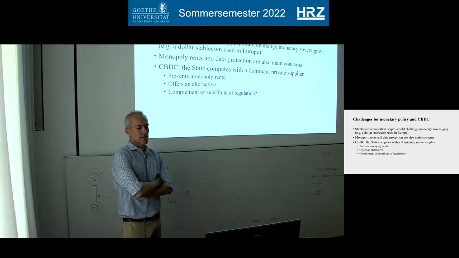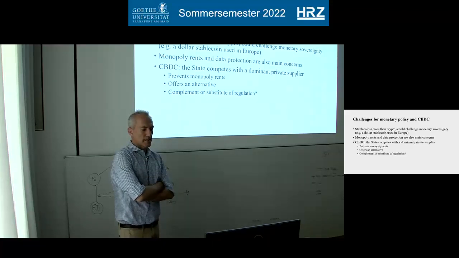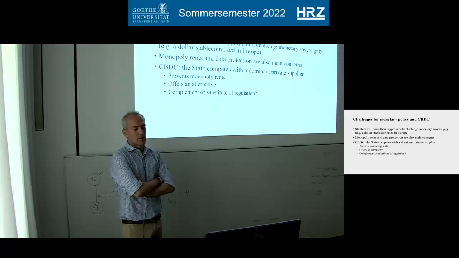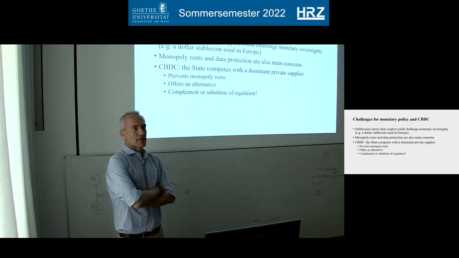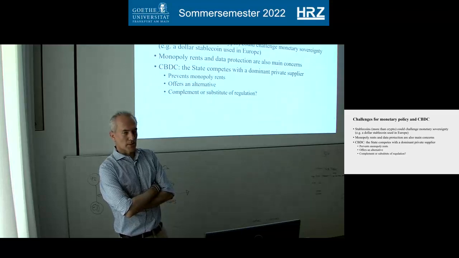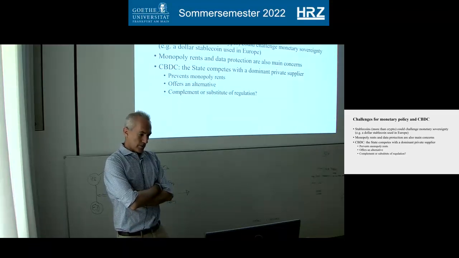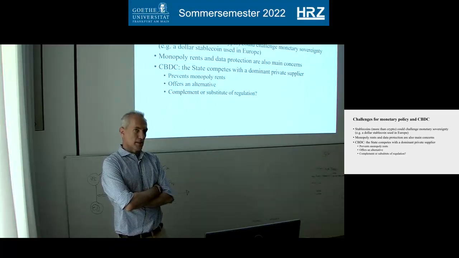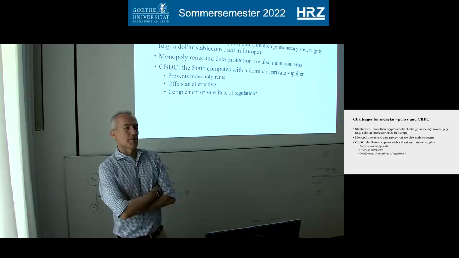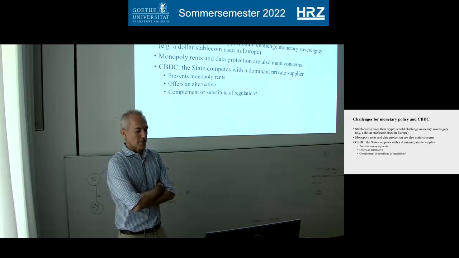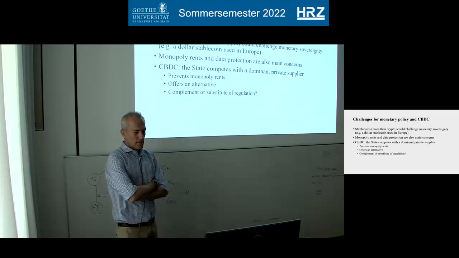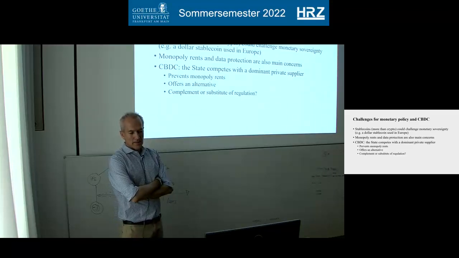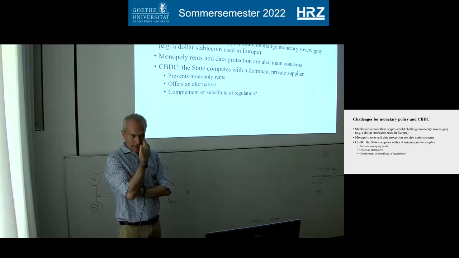Suppose, for example, a dollar-denominated stablecoin, a dollar-pegged stablecoin, is used in Europe. This means that essentially the US dollar will be used in transactions in Europe rather than the euro. So the ECB would lose monetary sovereignty, and there would be currency competition within Europe. You may imagine that central banks don't like that. Plus all the issues we discussed before, data protection and monopoly rents, would also be main concerns if a stablecoin were to be established.